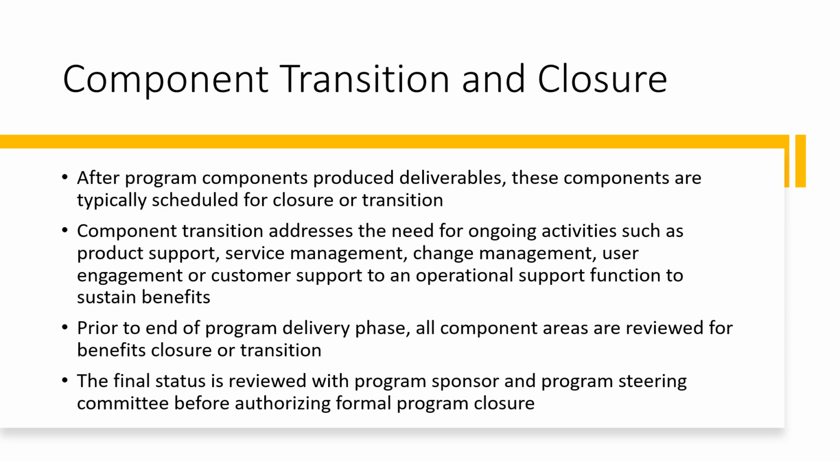Prior to the end of the program delivery phase, all component areas are reviewed for benefits closure and transition. The final status is reviewed by the program sponsor and program steering committee before authorizing the formal program closure. What this means is that even the program sponsor and steering committee will be part of the component closure process, before they authorize the final program closure process.